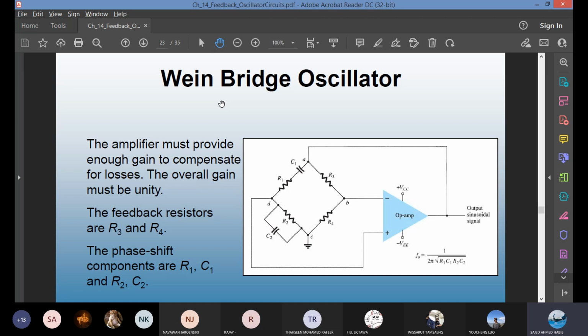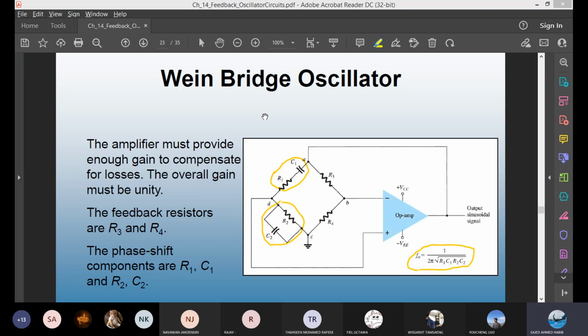R3 and R4 are not calculated in frequency adjustment. As you can see, R3 and R4, they are not connected with the capacitor. Only R1 and R2. With R1, you have a capacitor in series. In this example, R2, you have a capacitor connected in parallel. The oscillation frequency is given by this formula, 1 over 2 pi and then square root of R1 C1 R2 C2. There is no R3 R4 in the calculation.